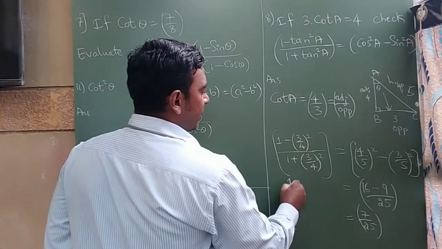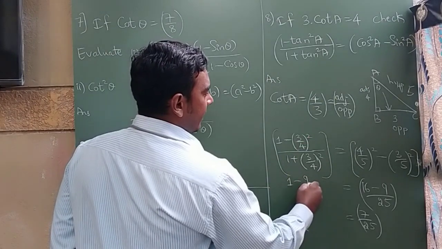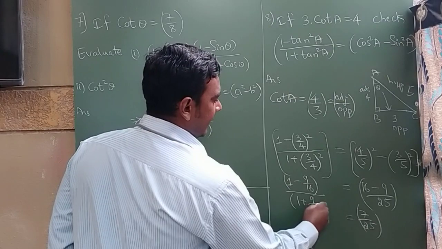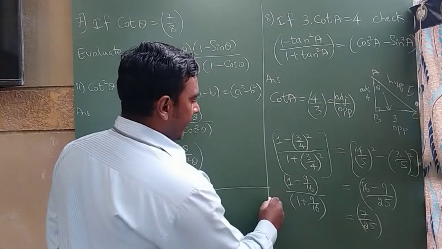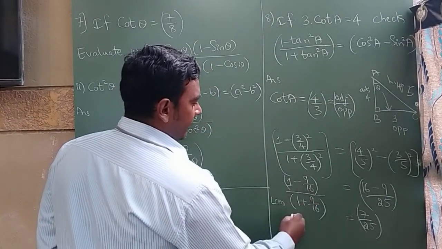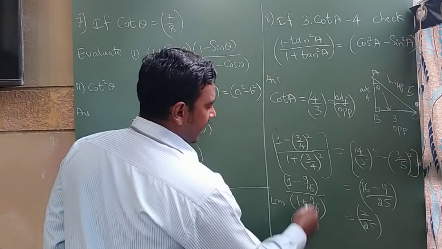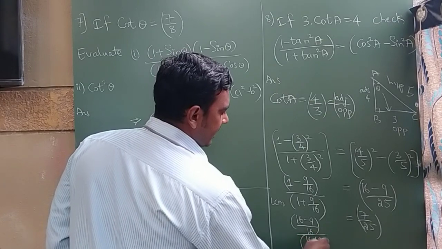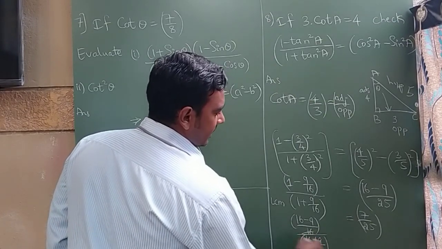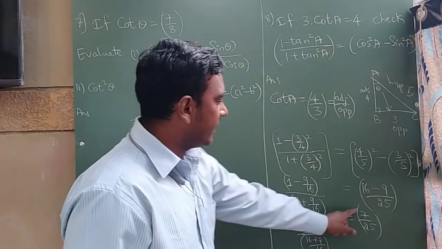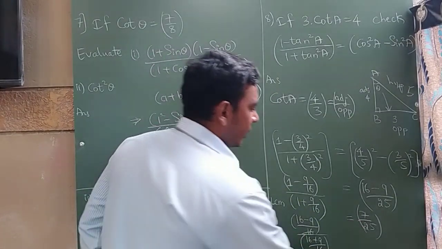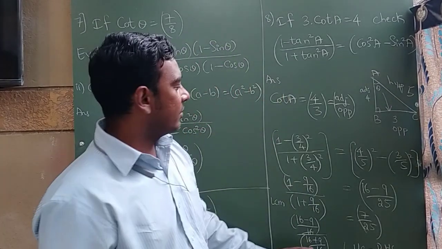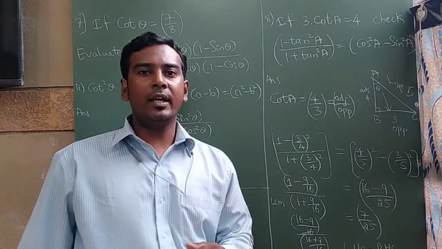Now here, 1 minus 3 square upon 4 square is 9 by 16. Same thing, write with the plus sign. Now take LCM for this. 16 minus 9 divided by 16, and 16 plus 9 divided by 16. 16 gets cancelled. Again you will get 7 by 25. So what you can write? LHS is equal to RHS. Fine. So let's move on to the next sum.